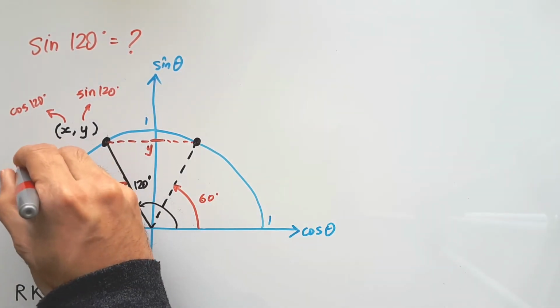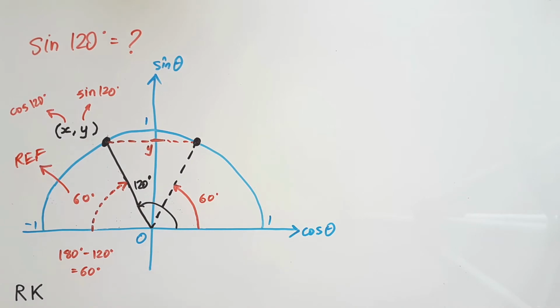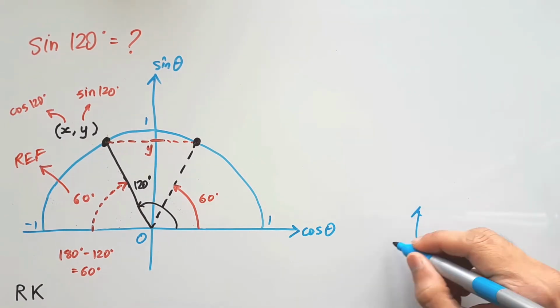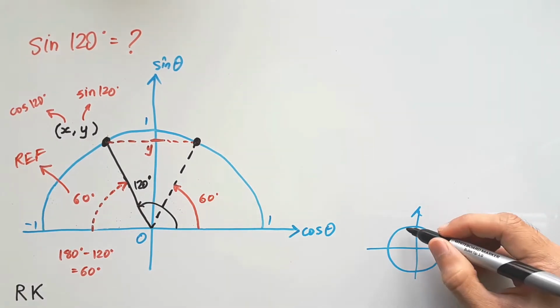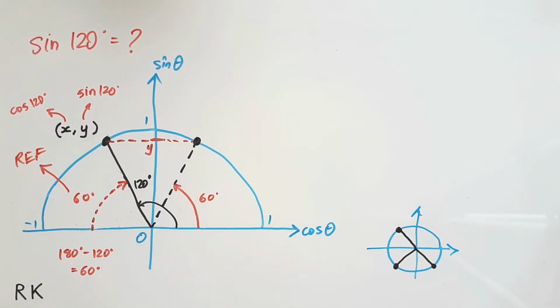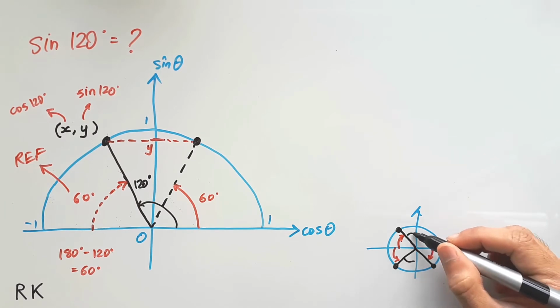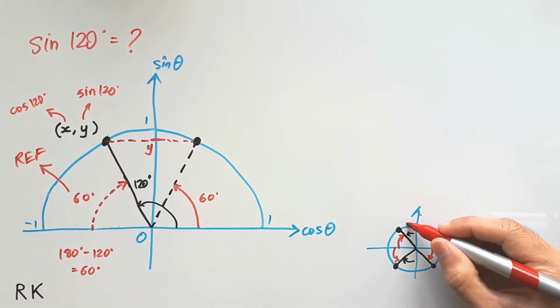This is known as the reference angle of 120, and this is super important. Reference angles are always acute and always measured from the x-axis. A very common mistake students make is measuring it from the y-axis, so watch out for that.